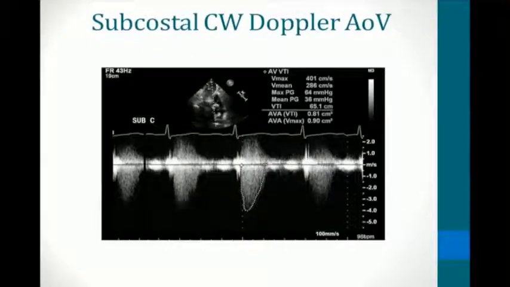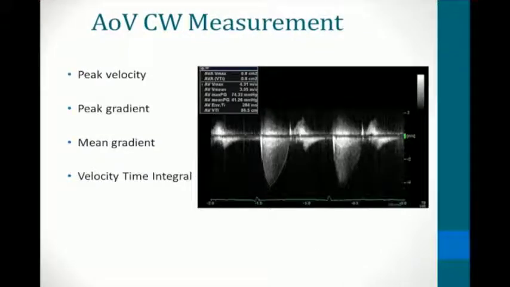Here is an example of a sonographer using the subcostal short-axis view to Doppler the aortic valve to obtain the highest velocity. That is thinking outside the box. Again, obtaining the highest flow velocity is important. This will calculate the peak velocity, peak gradient, and mean gradient, as well as the velocity time integral.